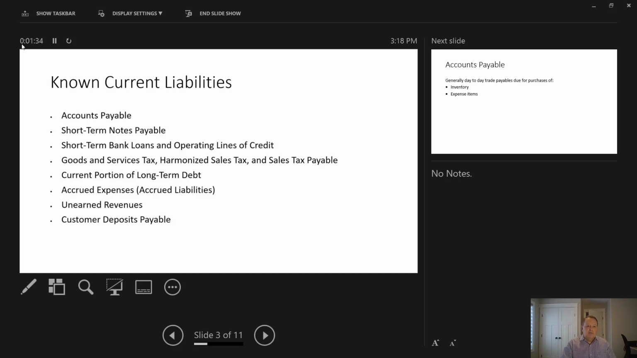So first of all, starting with sort of known current liabilities. Accounts payable, short-term notes payable, short-term bank loans and operating lines of credit, GST, oh, the horrible GST and HST and all that bad stuff. We're going to talk about that. Current portion of long-term debt, what's that mean? We're going to have a good look at that. And accrued expenses or accrued liabilities, unearned revenues, customer deposits, all stuff that you will see every day working in an accounting department. The more relevant things usually are towards the top of this particular slide, but we're going to talk about all of them so that you understand them all.